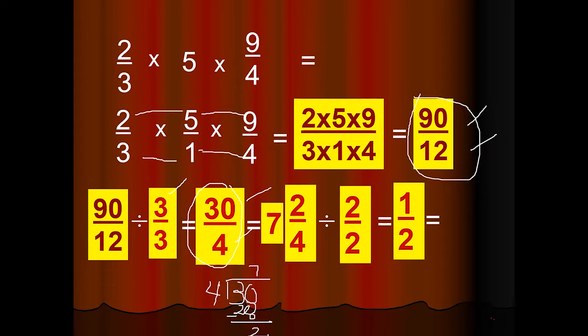But 2 and 4 are still not in the lowest term. So we have to look for a common factor for 2 over 4. So the common factor for this 2 over 4 is 2. Now 2 divided by 2 is 1. And 4 divided by 2 is 2. So the answer now is 7 and 1 half.